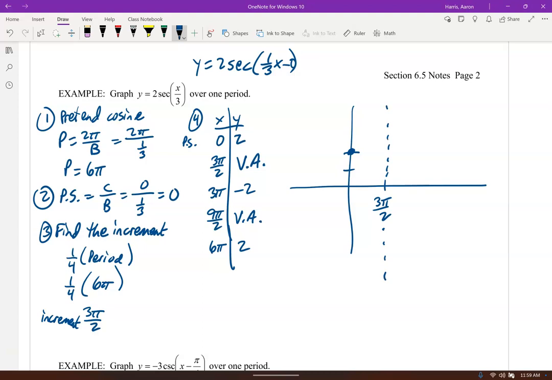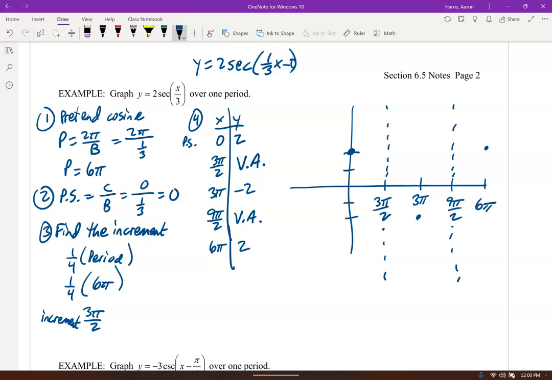And then we got another nice point up 3 pi over 2 plus 3 pi over 2, 6 pi over 2, which is our 3 pi. That gave us -2. And we're going up to 9 pi over 2. That also had a vertical asymptote. And then the next one is 6 pi, which gives us a 2.